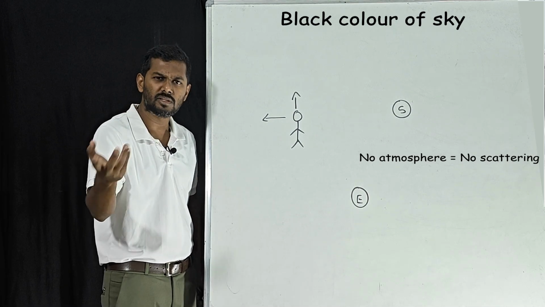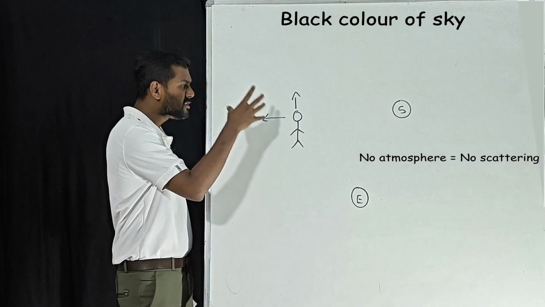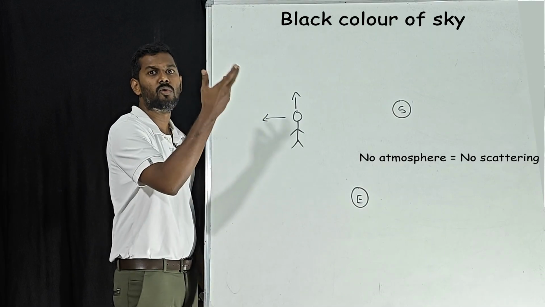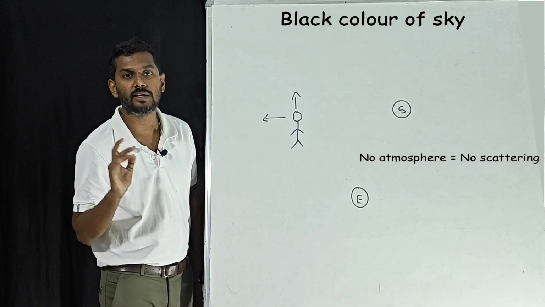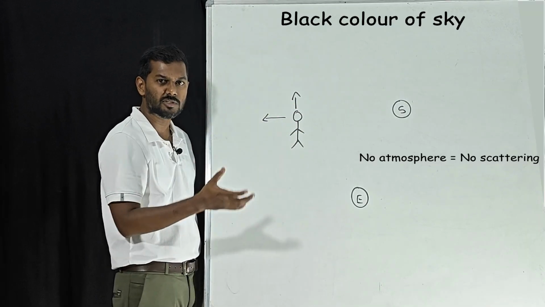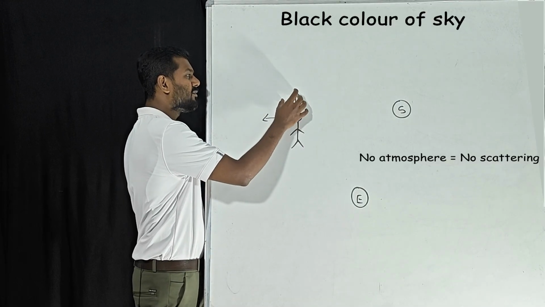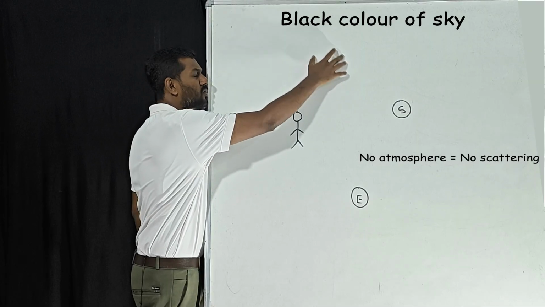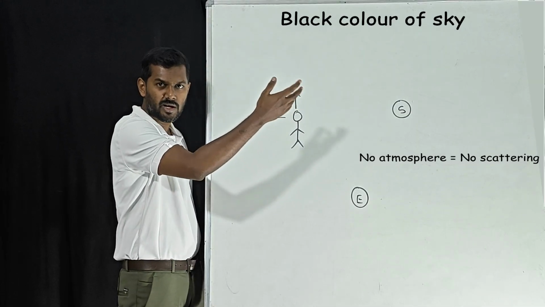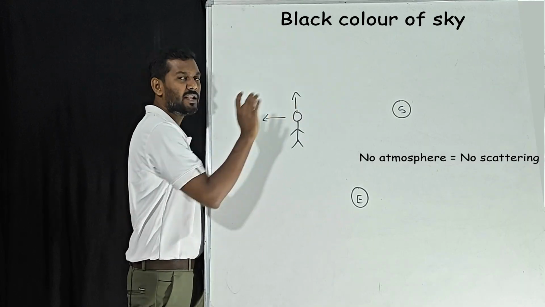What do you mean by atmosphere? That is nothing but presence of air molecules and dust particles, correct? In space there are no air molecules, no dust particles, so no scattering. Now we'll see the astronaut in different positions. Assume she has moved from earth atmosphere to space. Now whenever she sees up, there is no atmosphere, correct? No air molecules or dust particles, so no scattering of light.